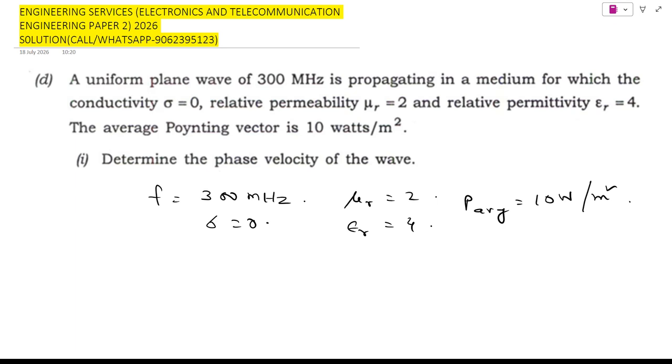So here is a trick that toppers use in the competitive examination. Whenever an examiner gives extra data, don't assume everything must be used. Sometimes UPSC deliberately includes unnecessary information to test your conceptual clarity. And here the Poynting vector is a distraction. And since the question asks for the phase velocity, we completely ignore it. And this saves valuable time during the examination.